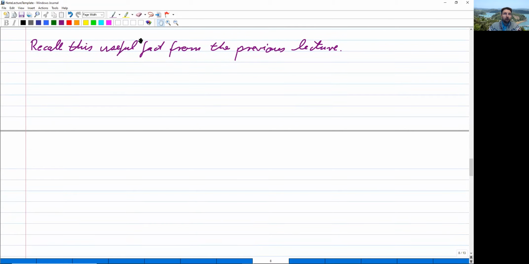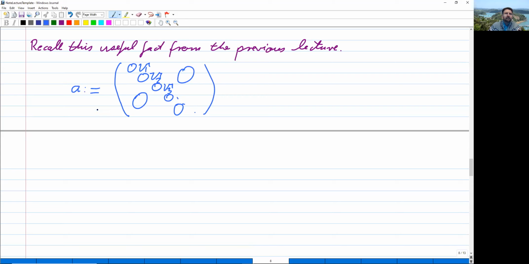All right, so recall the following useful fact from the previous lecture. We were using the following type of matrix, if you remember, zeros on the diagonal, and then we had here square root of 1, square root of 2, square root of 3, etc., and then zeros everywhere else. Let's give this thing a name. Last lecture I didn't give it a name, but it's convenient to give it a name.